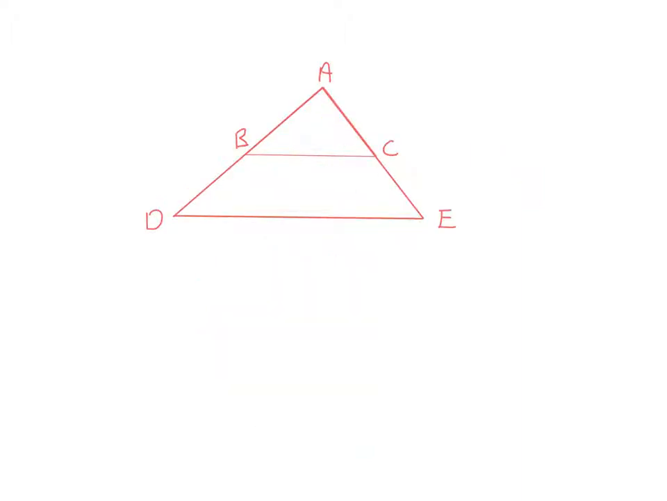This question here, we're given that C is the midpoint of AE, and B is the midpoint of AD, and we're given the area of triangle ABC equals 10 centimeters squared. And we've got to find the area of triangle ADE, which is the big triangle.